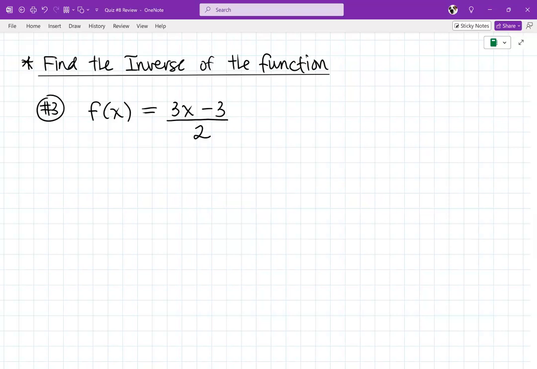So f inverse of x in this case. If it was a g of x, you write g inverse of x. If it was an h of x, you write h inverse of x. Okay, but this does require 4 different steps.